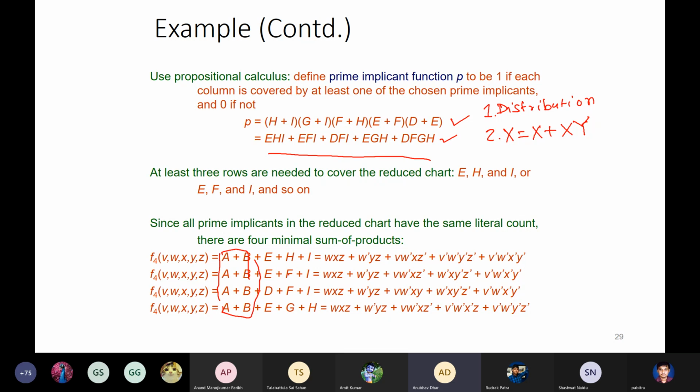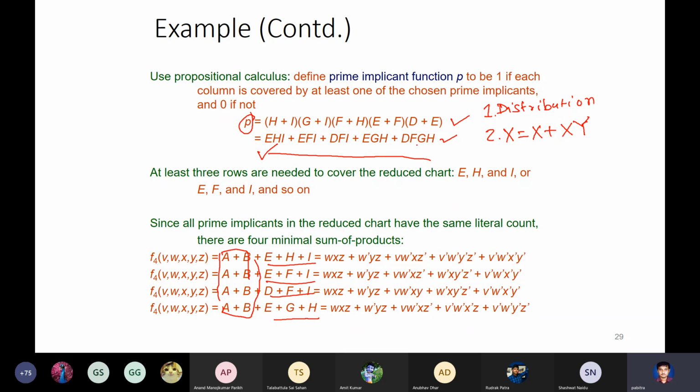Sir, can we choose any of the terms which contains the... You can choose any of the terms, because you see that this is an OR. So if you pick up any of these, it will cover P. Since this is an OR, if you pick up any of these, it will cover P. So you could have chosen any of these. Your possibilities are either you choose EHI or EFI or DFI or EGH.